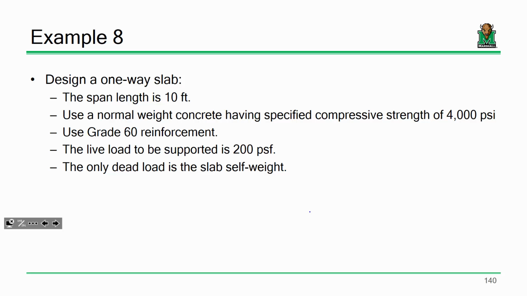Any other questions? This is good stuff. All right, so let's design a one-way slab, okay? So the span length is 10 feet, and I want to explain what that means when I say span length, because it might sound a little strange, but span length for a slab, actually, let me ask you that. So span length for a slab, what do you think that is in terms of girders? Like, how could you relate that?